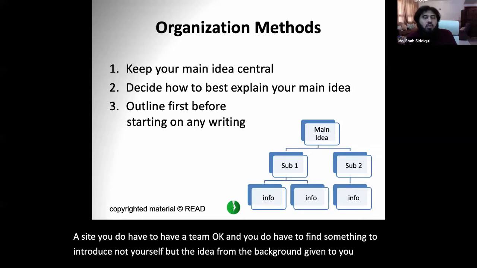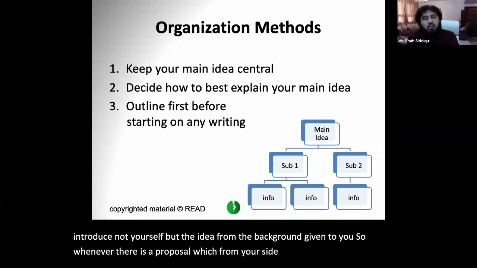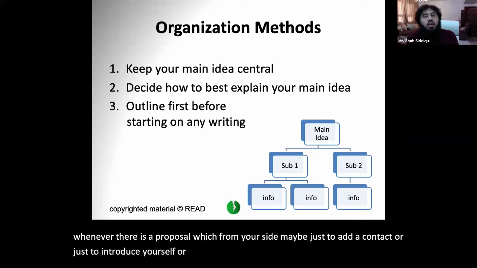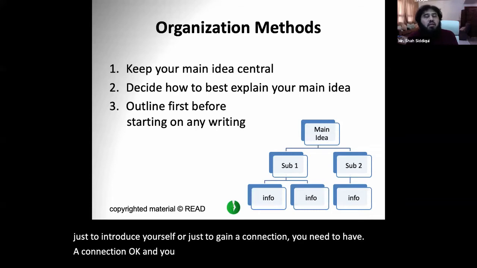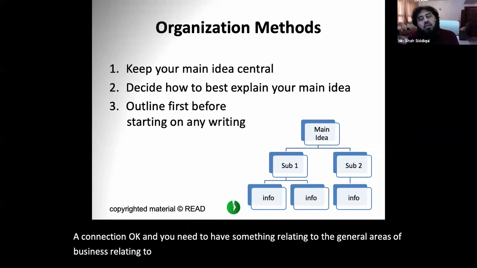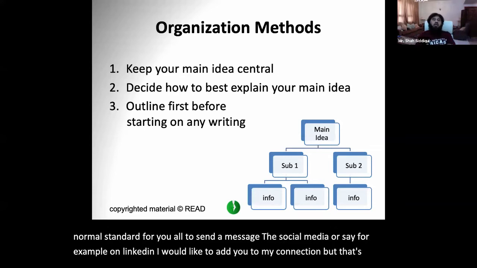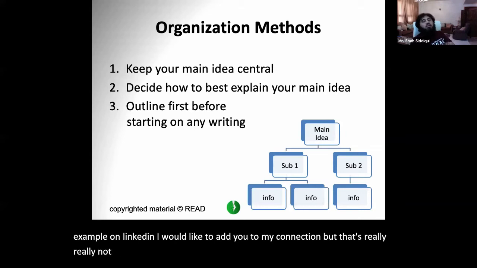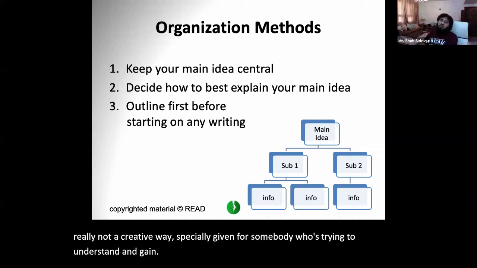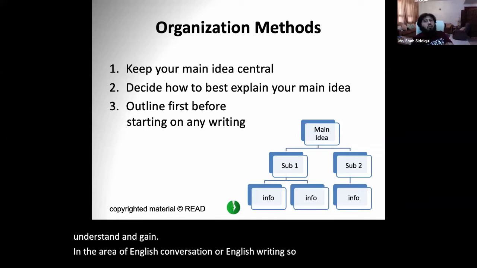So whenever there is a proposal, which from your side may be just to add a contact, or just to introduce yourself, or just to gain a connection, you need to have something relating to the general areas of business, relating to the person that you're trying to connect. So it might be very normal, standard for you all to send a message on social media, for example on LinkedIn, saying I would like to add you to my connection. But that's really not a creative way, especially for somebody who's trying to gain a foothold in the area of English conversation or English writing. So you really have to have your own way of presenting yourself.